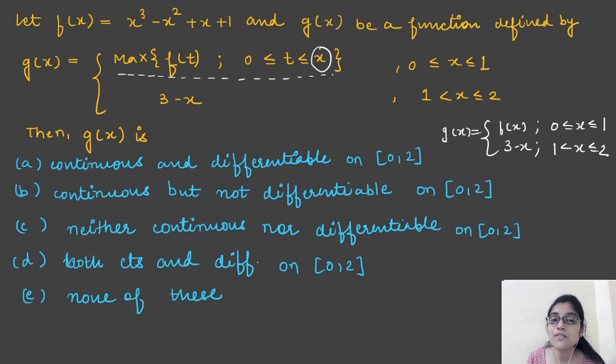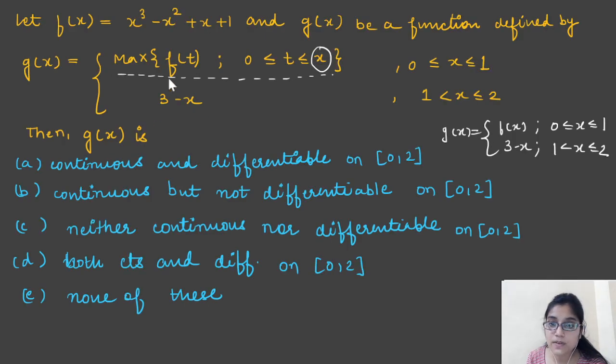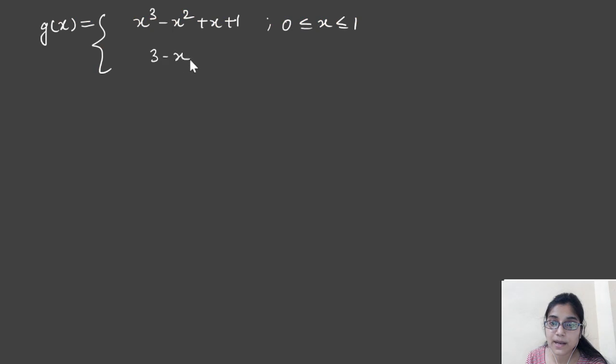But now we have to investigate about what? About g of x. So we will see how we can check whether this g is continuous or differentiable. So we will just write it down. Your g of x is what? It was your f of x, that is x cube minus x square plus x plus 1 whenever your x lies between 0 to 1, and then it was 3 minus x whenever your x lies between 1 to 2.